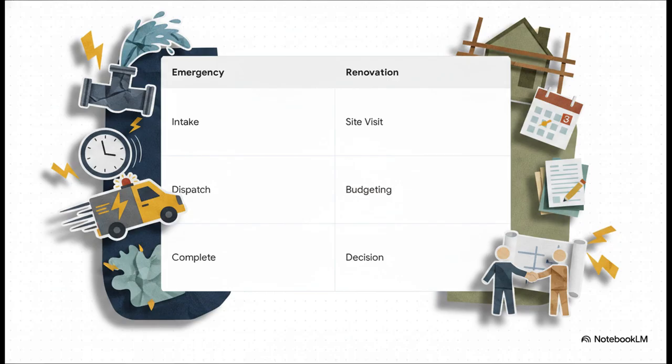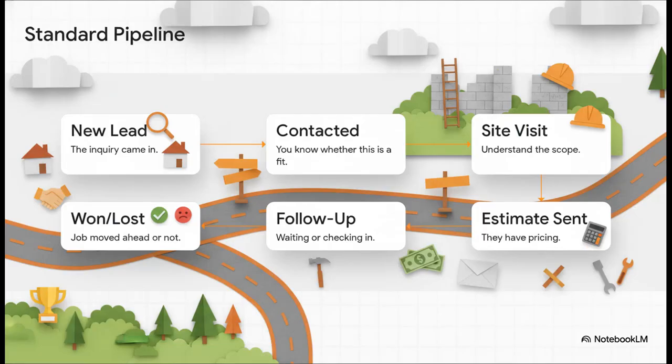It involves a site visit, budgeting, revisions, and finally a decision. If you try to force both of these totally different realities into one identical pipeline, it gets messy fast. Building 2 or 3 separate pipelines ensures your process actually reflects the real-life, messy situations you manage every single day. So what should a standard estimate-based pipeline actually look like? Well, it's a simple journey.